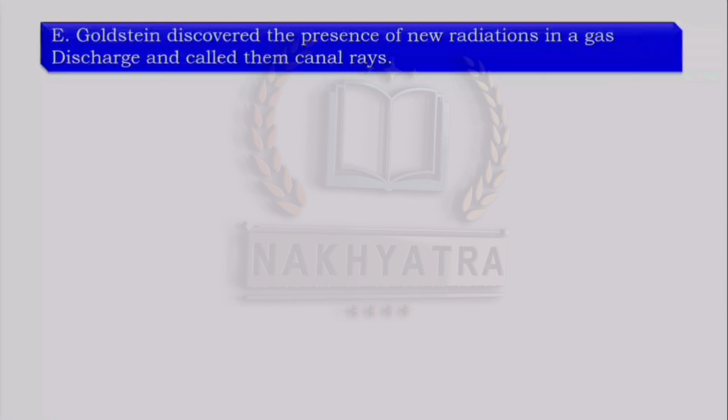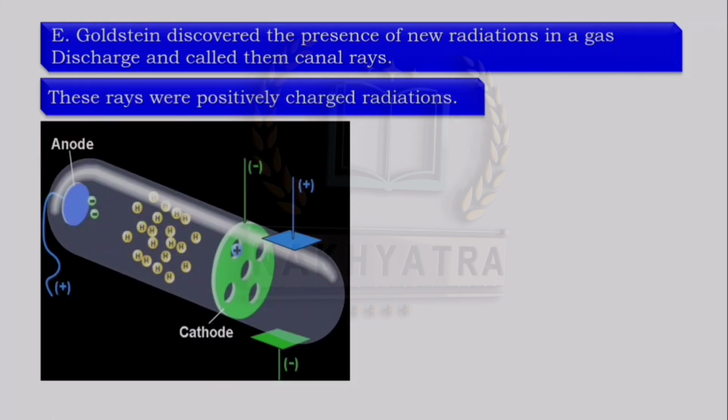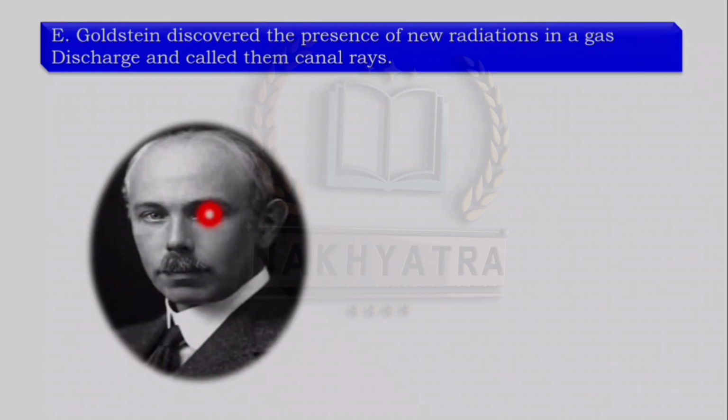E. Goldstein discovered the presence of new radiations in a gas discharge and called them canal rays. Now let us see what canal rays are. It is a beam of positive ions which is created by certain types of gas discharge tubes. Alright, so canal rays are positively charged radiations and this is the scientist Eugen Goldstein.